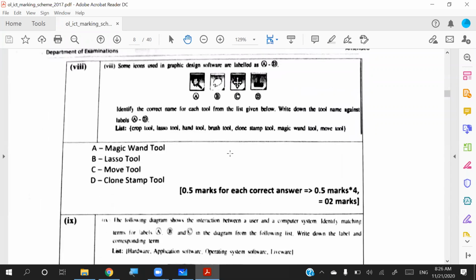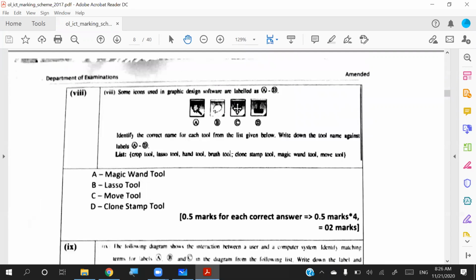In the eighth part, some icons used in graphic design software are labeled as A to D. So this is the way that the graphic design software are tested in your paper. So it's better you go through the tools, the pictures of the tools, right? And most of the tools can be identified by the picture which is given, right? So the A can be taken as magic wand. In your syllabus it is not set as the magic wand, right?